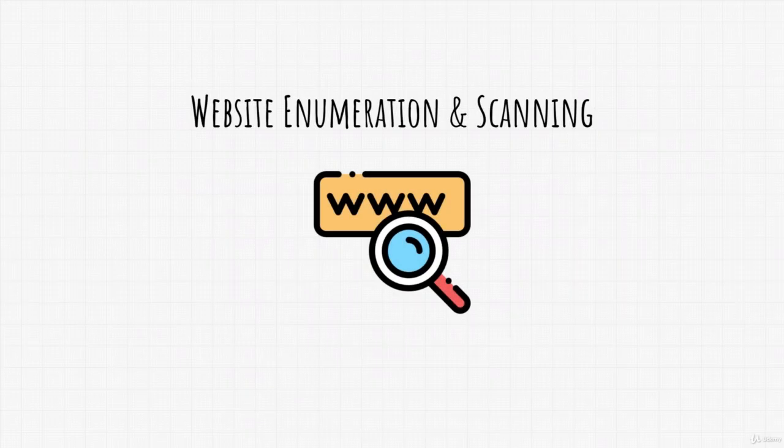Website enumeration. What is it and why do we do it? And also, why is this something that we should do before attacking the website? Well, it's quite simple. We want to learn as much as we can about our target before we perform any type of attack. We want to know what we are dealing with and what is the structure behind the website that might look simple at first glance.